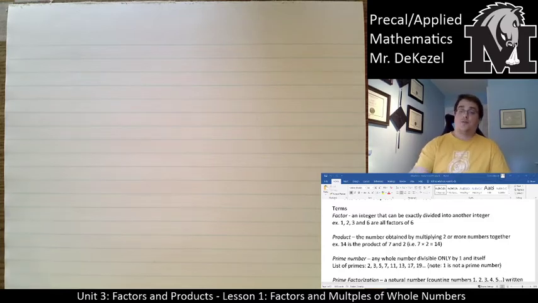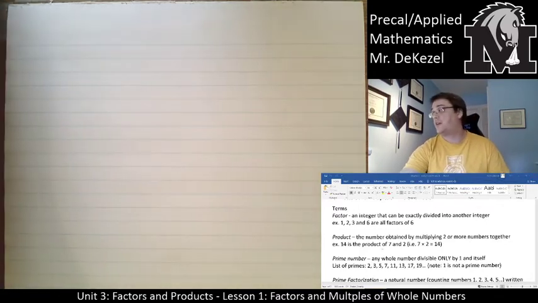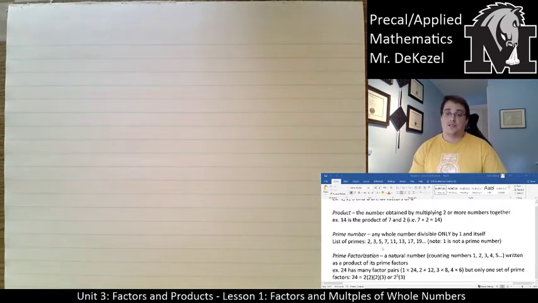Some numbers, though, can't have anything that multiplies together to make them other than 1 and themselves. Those are prime numbers: any whole number that's divisible only by 1 and itself. So a number like 3, only 1 and 3 multiplied together can make that. A number like 4, you can multiply 2 and 2 together, so it is not a prime number. 5, 7, 11, carrying on there.